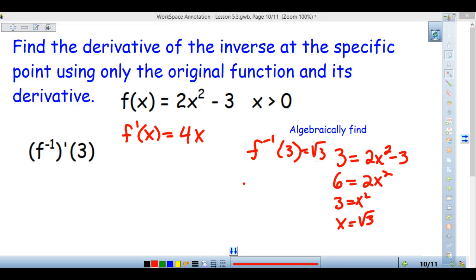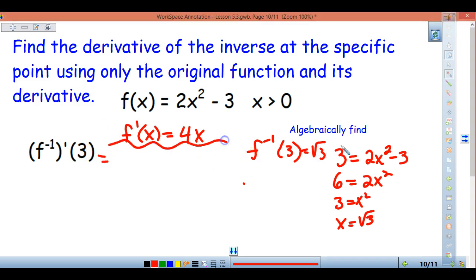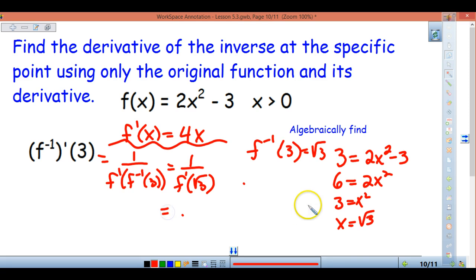All right, so let's go ahead and find f inverse prime of 3. So I have 1 over f prime of f inverse of 3. So I'm going to do 1 over f prime of the square root of 3. F prime is 4x, so 1 over 4 root 3. And you don't need to rationalize that necessarily. I mean, you certainly can choose to.